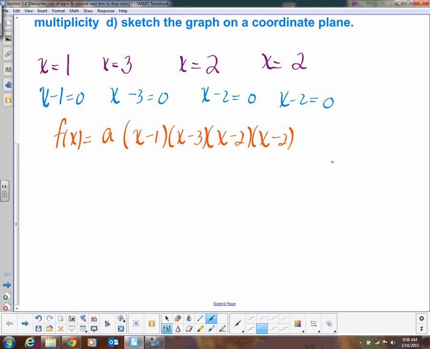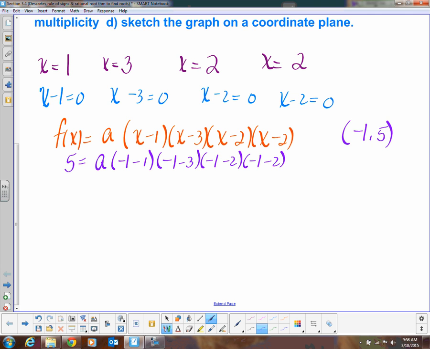Want me to let you in on a little secret? The ordered pair was negative 1, 5. If I have no roots and no i's, I substitute now to find my a, because I find that to be a whole lot easier. So 5 is equal to a times negative 1 minus 1 times negative 1 minus 3 times negative 1 minus 2 times negative 1 minus 2, which is a times negative 2 times negative 4 times negative 3 times negative 3.